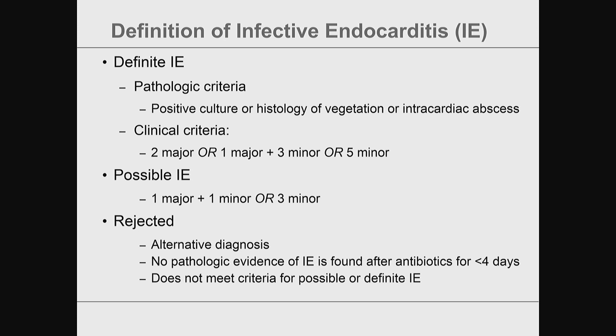If you don't have definite infective endocarditis, but you think there is possible infective endocarditis, then the patient must have 1 major and 1 minor criteria, or 3 minor criteria. However, if you have an alternative diagnosis or no pathologic evidence of endocarditis is found after the patient's been on antibiotics for less than 4 days, and does not meet criteria for possible or definite infective endocarditis, then the patient does not have infective endocarditis.